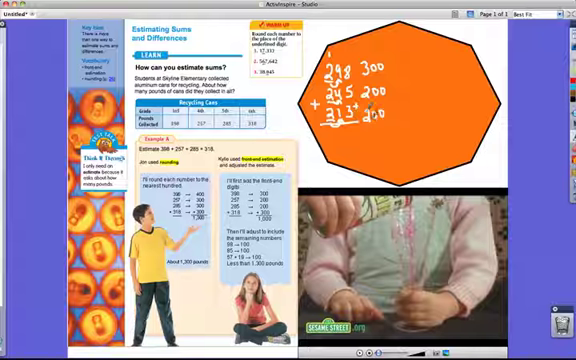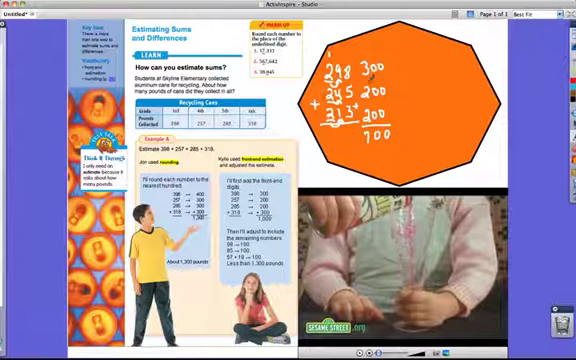And because we're adding, 3 plus 2 is 5. 5 plus 2 is, yes, 7. And these zeros have no value. So we get 700 as our estimate when we, what? Yes, round. Round to the nearest hundred.